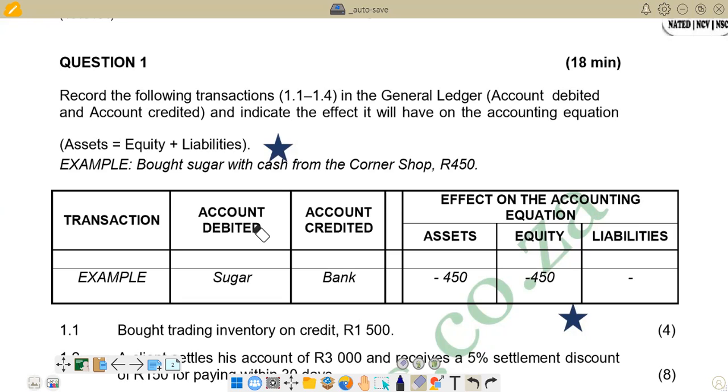We have got a question paper here that we want to look at today. It's a question paper from November 2022. So we have our first question here that we want to look at.